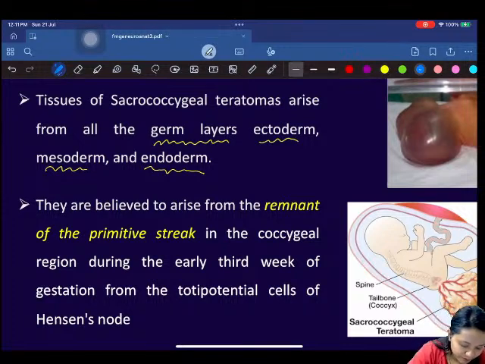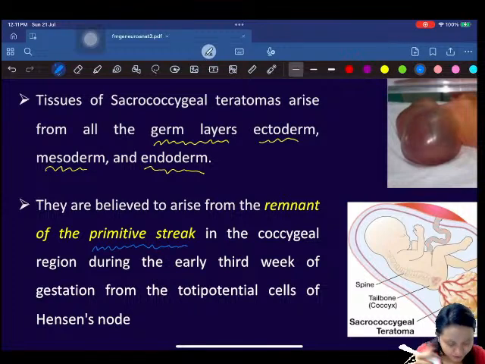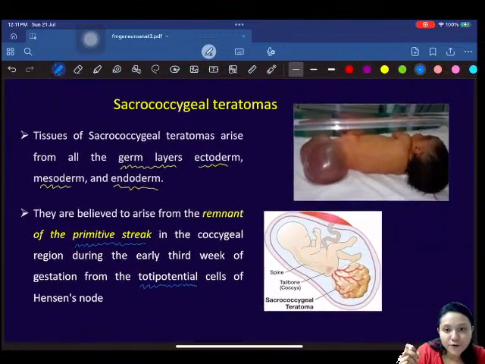You know, primitive streak is from the epiblast, right? They are believed to be the remnant of the primitive streak in the coccygeal region during the early weeks of gestation, from the totipotent cells of Hensen's node. Okay, so this is the definition of your sacrococcygeal teratoma.